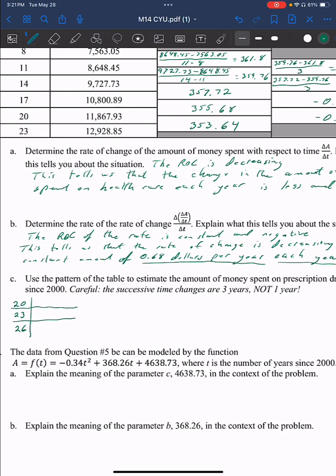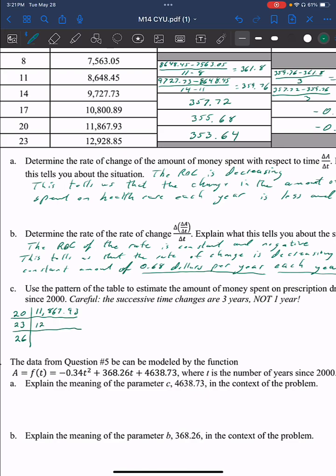And here in 2020, it was $11,867.93 spent in that year. In 2023, the amount of money spent per capita was $12,928.85. We know the change between those two values was 353.64 per year. That's the rate of change per year.